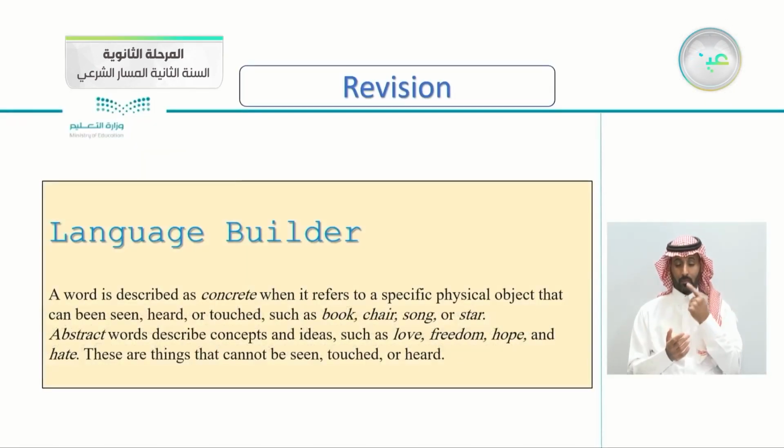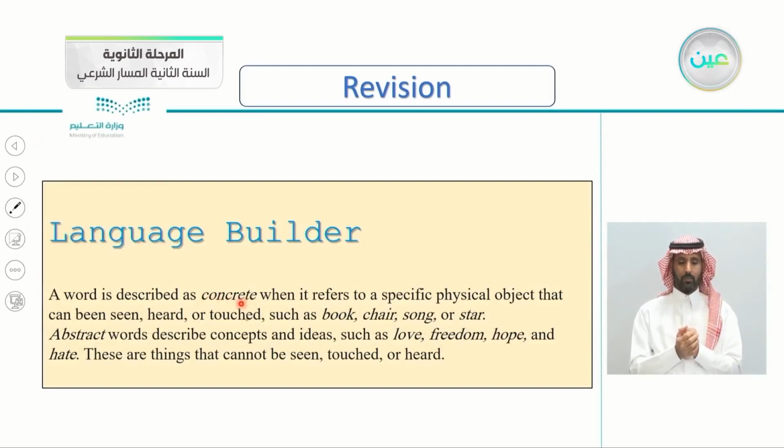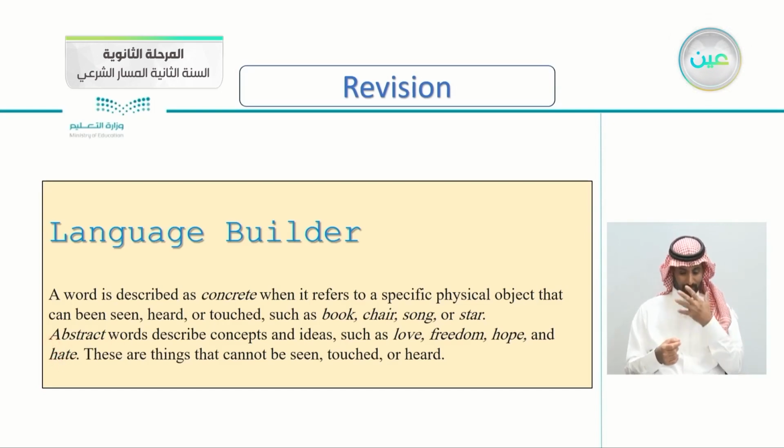We also took this language builder here. This is really important: concrete words are words of things that you can see, hear, or touch, like a book. You can touch a book, you can hear a song, you can see a star. But abstract words are words describing things that you can't see or touch or even hear, like love, freedom, hope, and hate. You can't see hate, you can't touch hate, you can't hear hate. That's why we call it an abstract word.